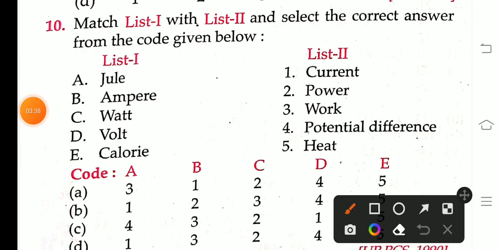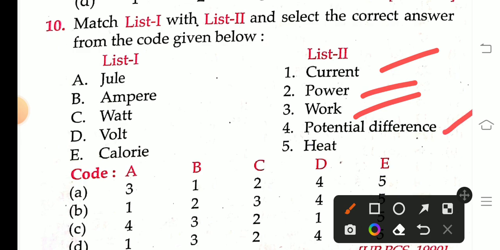Match list 1 with list 2 and select the correct answer from the code given below. Joule work, ampere current, watt power, volt potential difference, calorie heat. Right answer option A.